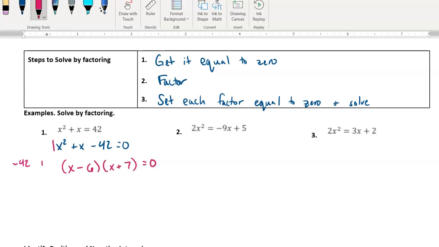So negative 6 times 7, yep, that's negative 42. And negative 6 plus 7 is 1. So that's a factored form. So remember that this is the easiest ones. Okay, so now we got it factored. So now we're done with step 2. And now we're into step 3.